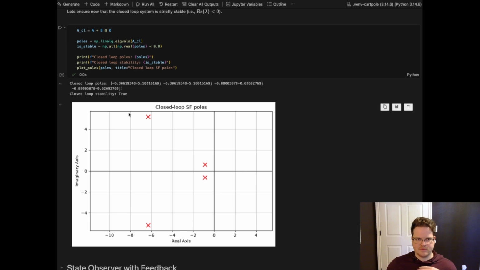And yep, so our closed loop system is stable. We have two poles here that are a little bit closer to the origin. So if we wanted to push them out, we would probably want to tune the objective a little bit more, maybe apply a different control technique.